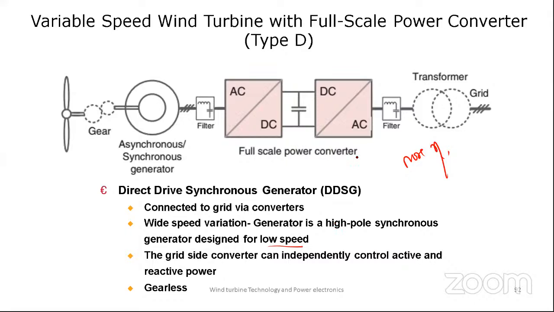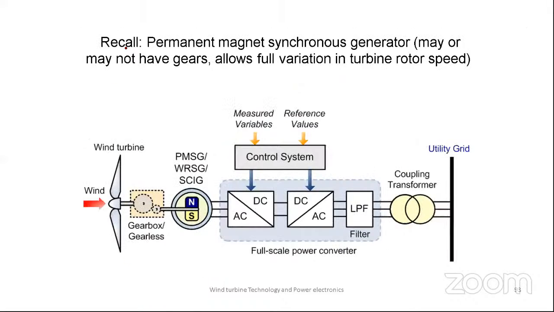The grid side converter can independently control active and reactive power. Okay, this is the grid side converter, this is the rotor side converter. So that is why the reactive power consumption is less in this one. It is a gearless turbine. There is no gear in this kind of turbine. It is a direct drive, where the rotor is directly coupled with the generator. So it is the same system otherwise.